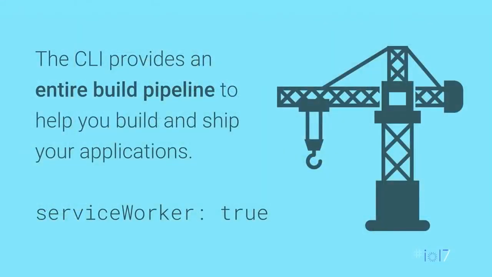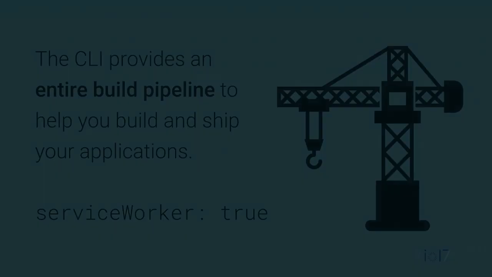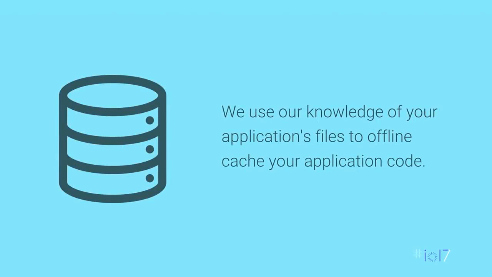Our story really starts with the service worker. When you look at what the CLI is doing under the hood, we're providing you an entire build pipeline for your application. And there's one flag right now in the CLI, service worker true, that adds a service worker automatically to your application. With that tooling, we're actually looking at your application code, looking at the code that's generated by Webpack, and then using that as the configuration for the service worker so we know which files we need to store offline in terms of your application code.